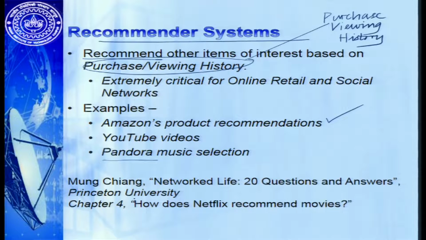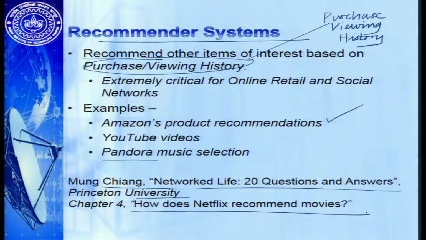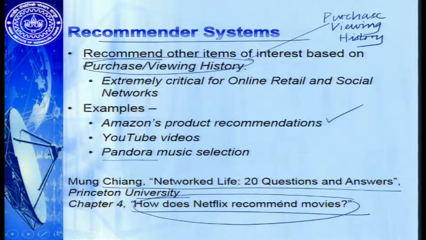And for this part, this module will be referring in particular to a very interesting book, and in particular a chapter of the book by Professor Mung Chiang titled Networked Life: 20 Questions and Answers, from Princeton University. The chapter that we are talking about is chapter 4, which is how does Netflix recommend movies. We are going to talk more about this. Netflix is one particular website.